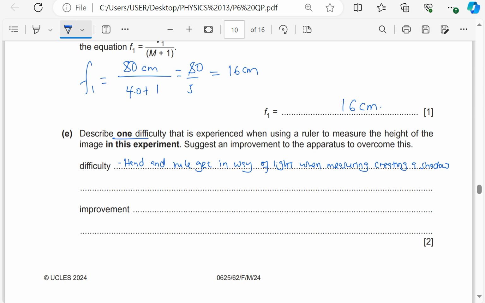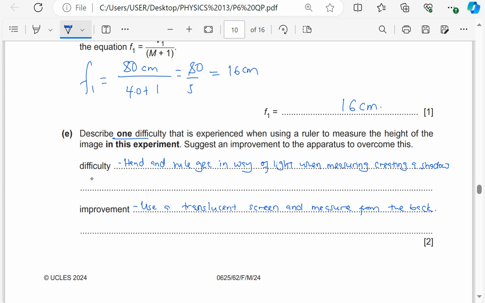How do we solve this? You can use a translucent screen. Translucent means it allows some light. So use a translucent screen and measure from the back. So you would use a translucent screen and measure from the back.